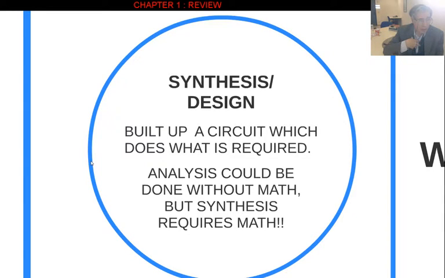So you need something, to transfer an electrical signal to another electrical signal. This is what is required. So you're going to set up a circuit which does this. Then when you set up this circuit, that is synthesis. Analysis could be done without math, but synthesis requires math. That is why the math is important.